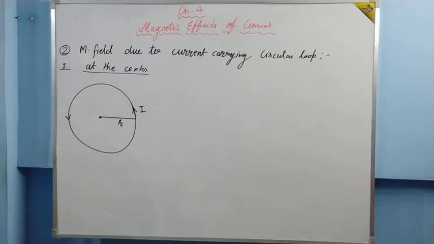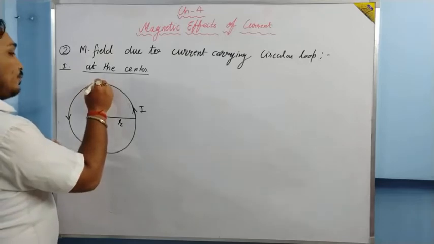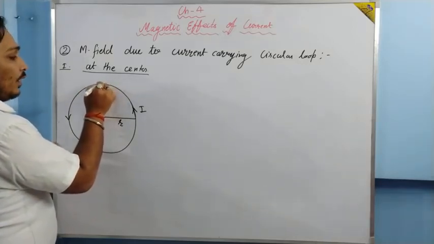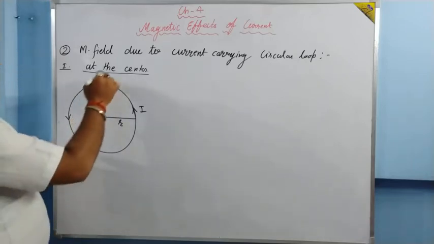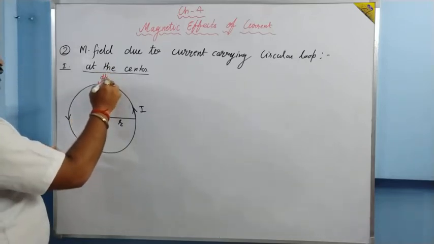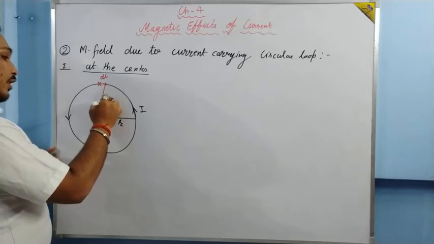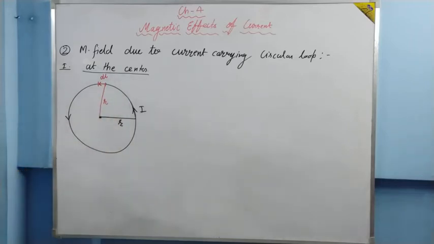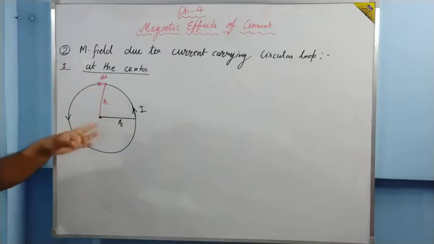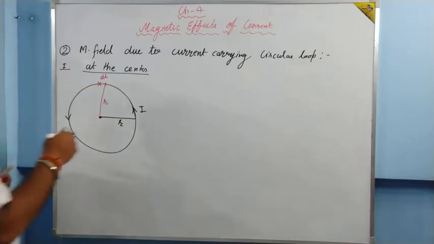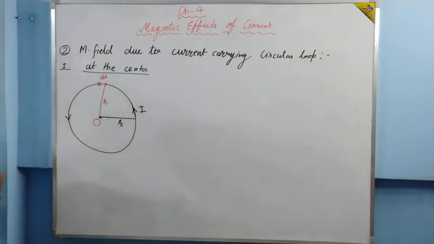Let us take a small length element over here. This small length element will have the direction like this. Let this length be dl. From the dl, this point is at a distance r itself, because this dl is on the circumference only, and the circumference is at a distance r from the center. What do we want to know? We want to know the magnetic field at O.